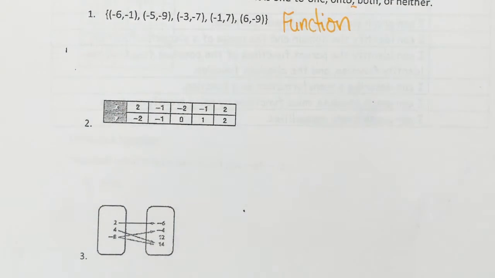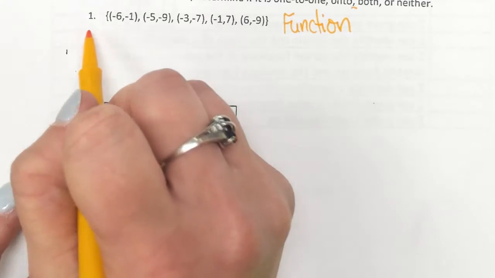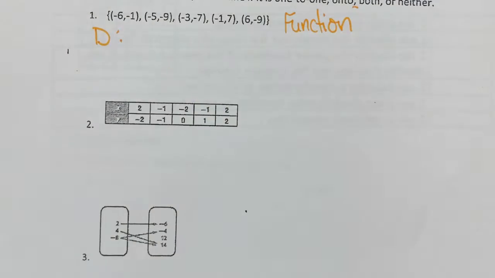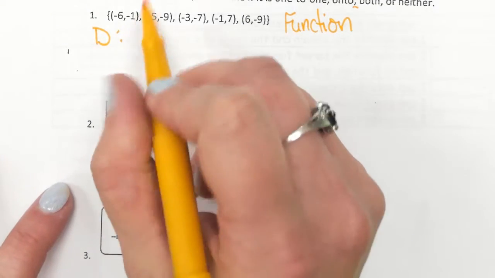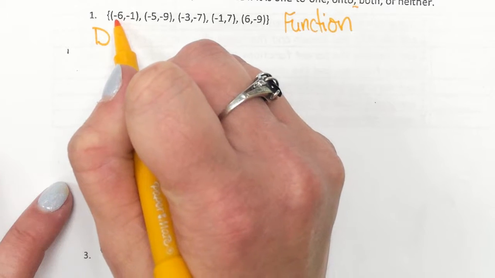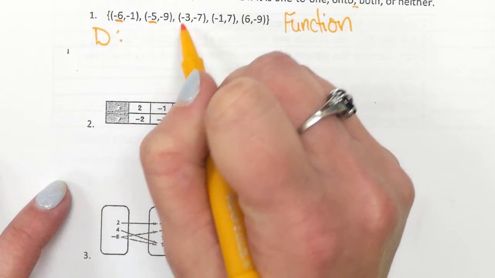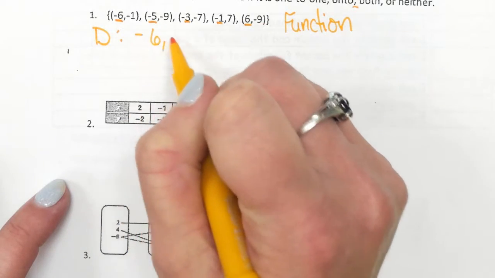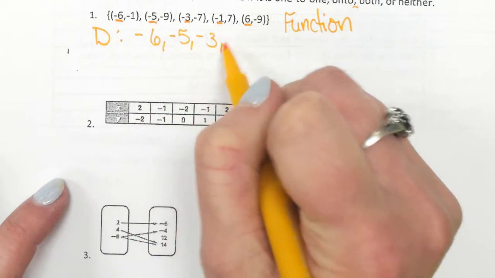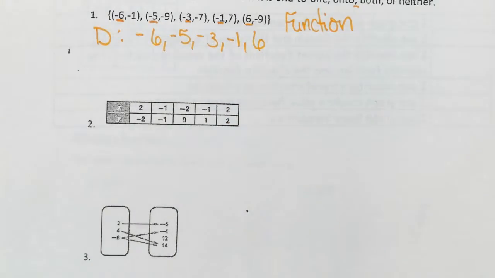All right. The very first thing it told us to do was to state the domain and the range. We kind of talked about this a little bit. What letter was the domain? The x values or the y values? The x values. So, what are my x values? Perfect. Very good. None of them repeated, right?